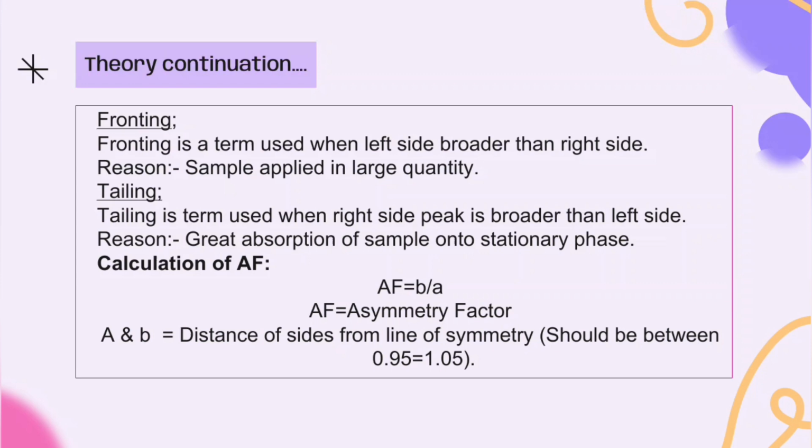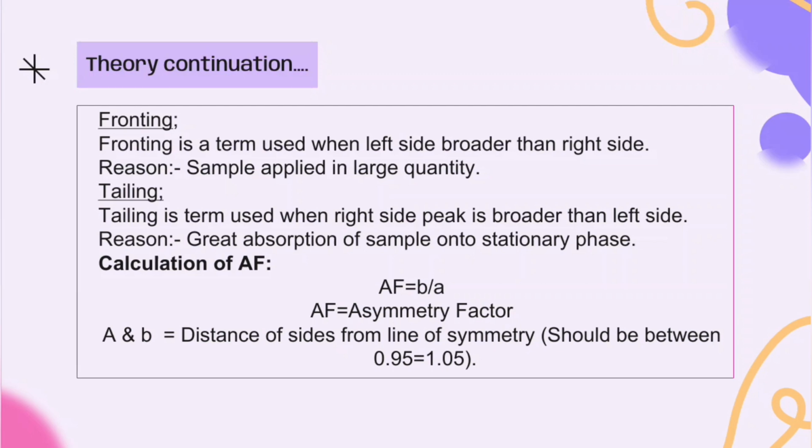Coming to the calculation of asymmetric factor. Asymmetric factor is equal to B by A, where A and B are the distances of the sides from the line of symmetry. It should be between 0.95 to 1.05.